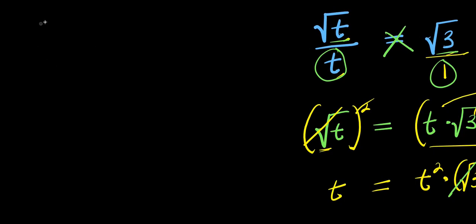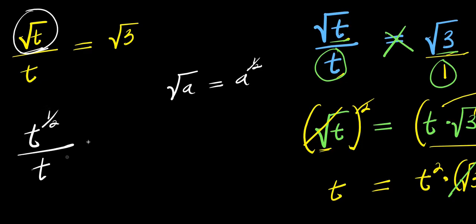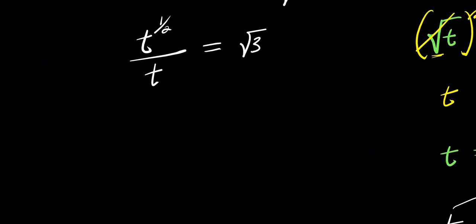Another way of solving this is I have root t divided by t equals root 3. So what I can do is to express this. If you have root a, this equals a power 1 over 2. I can have this as t power 1 over 2 divided by t equals root 3. So consider this identity. If you have a power n divided by a power m equals a power n minus m.